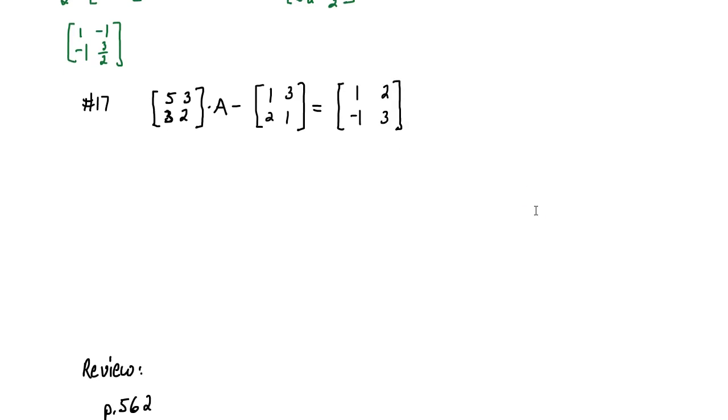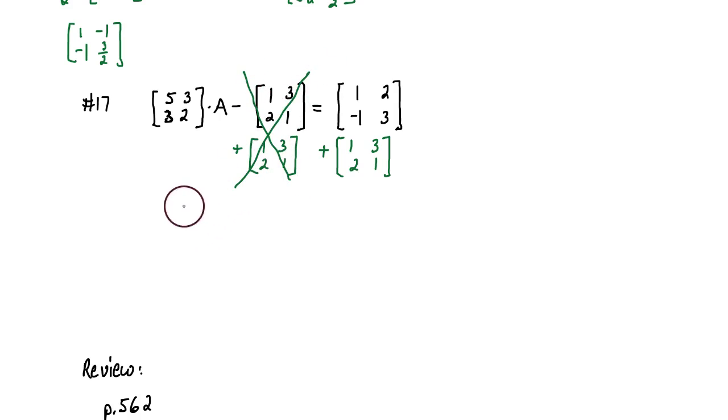Now number 17. We still have a matrix equation. It has a matrix multiplied to A and a matrix subtracted from A. Let's first add that matrix to both sides of the equation. Notice how similar this is to equations that we solved earlier this year that involved real numbers. By adding the matrix, it causes this to cancel away. And now we have this portion alone on the left side of the equals.